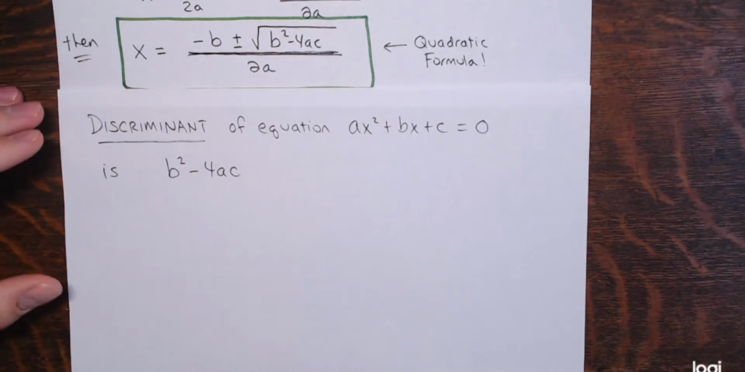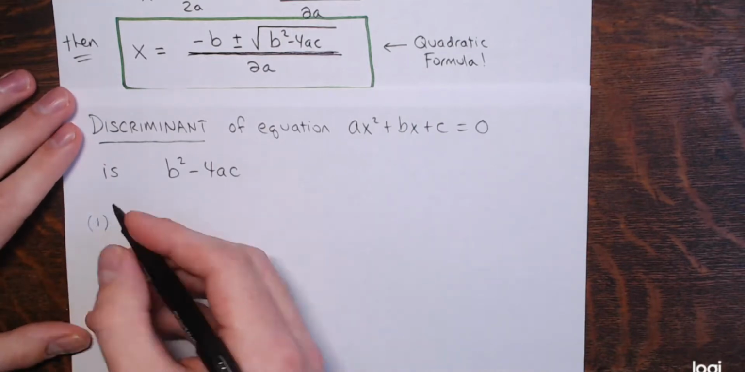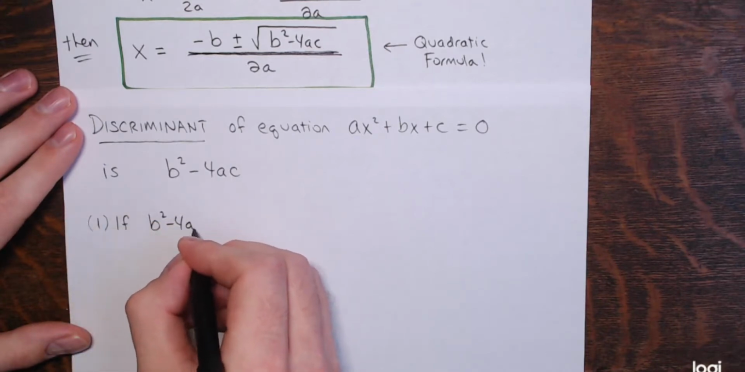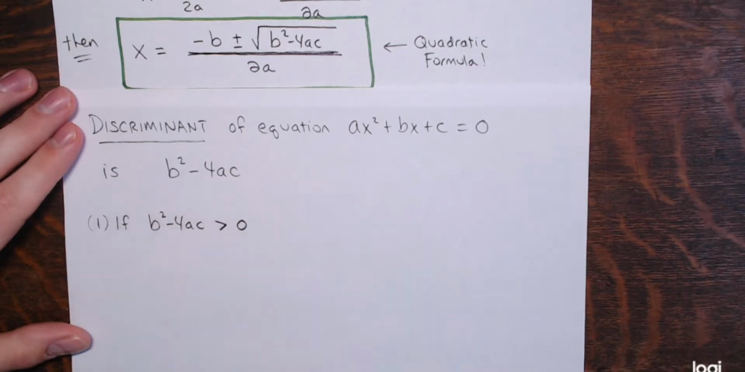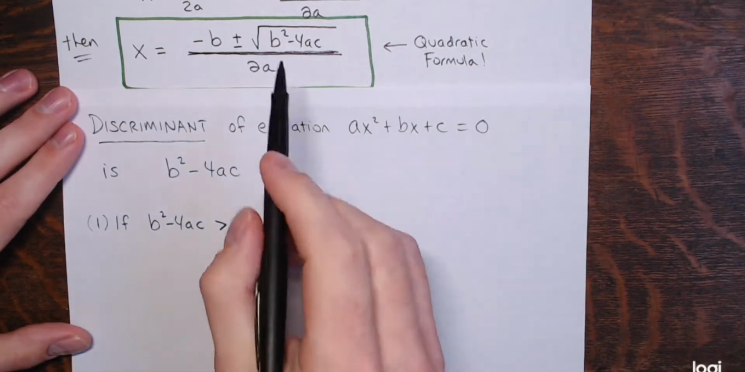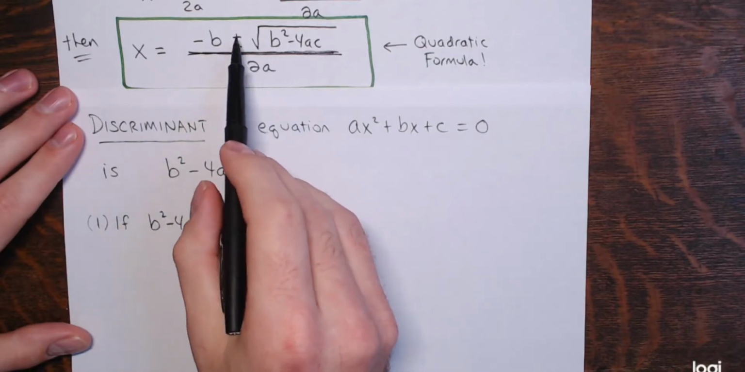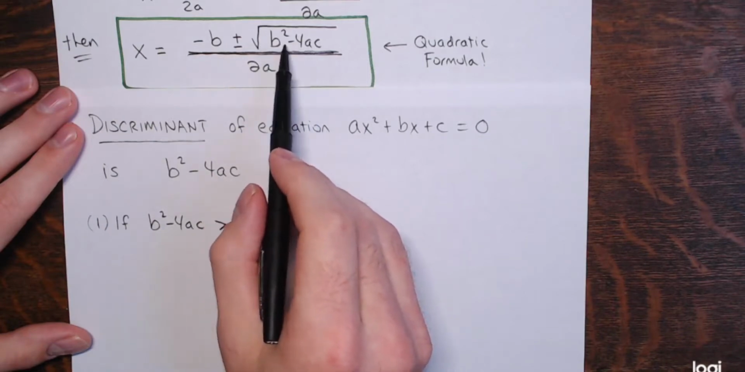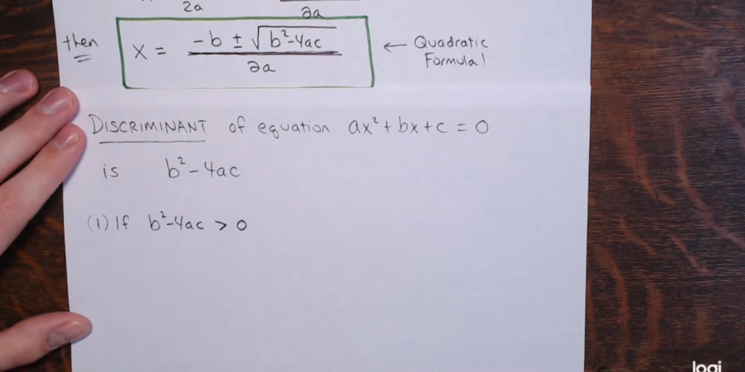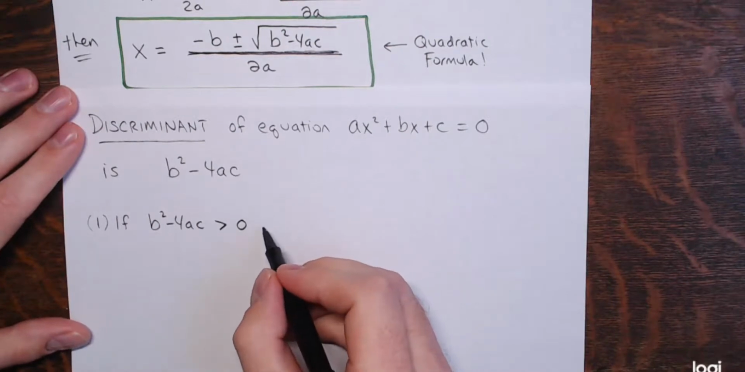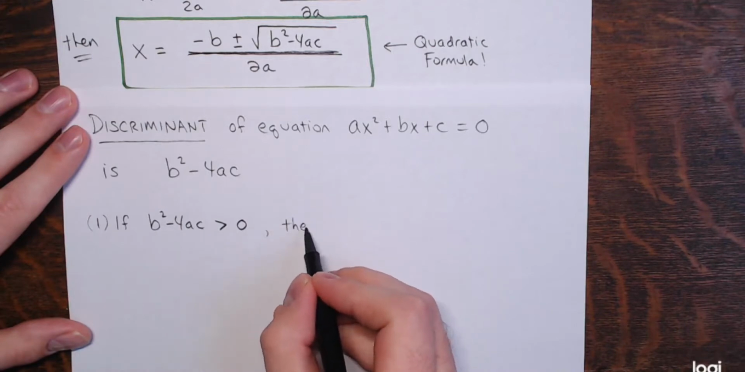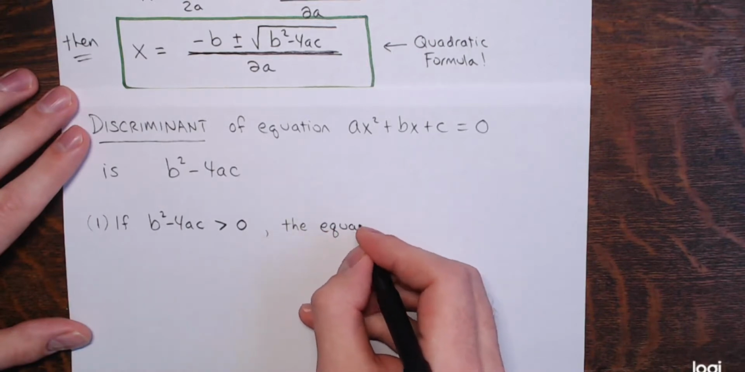Well, let's go over these. 1, if b squared minus 4ac is positive, then you'll have the opposite of b plus or minus the square root of a positive number. The square root of a positive number is real. The square root of a negative number is imaginary. So then you'll have two real solutions. If this is positive, the equation has two real solutions.